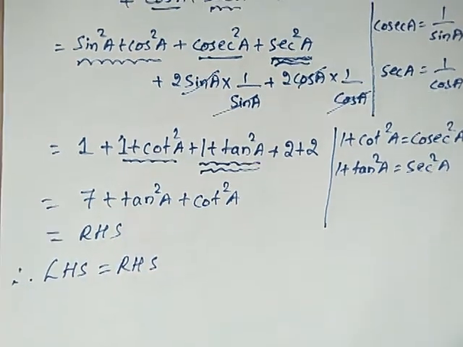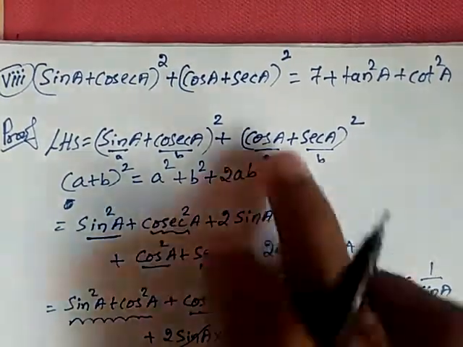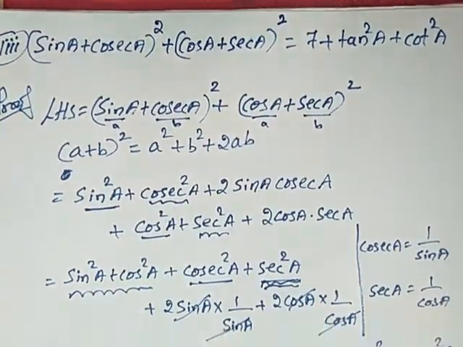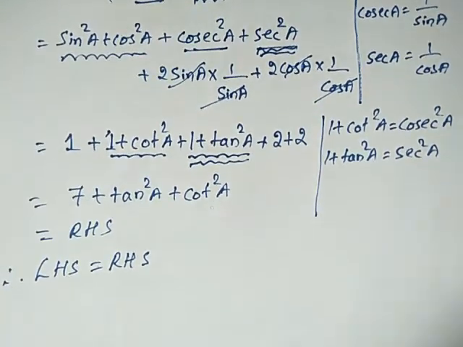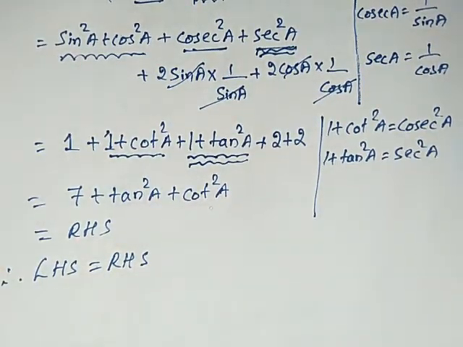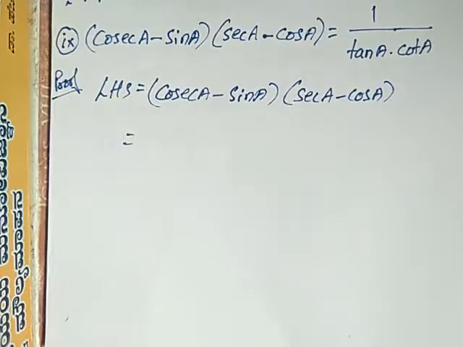So you must remember all the identities. In the question you have 7 plus tan square a plus cot square a, and that I have written here by applying the a plus b whole square formula. Just use the identities here so that you will get the answer in a proper way.